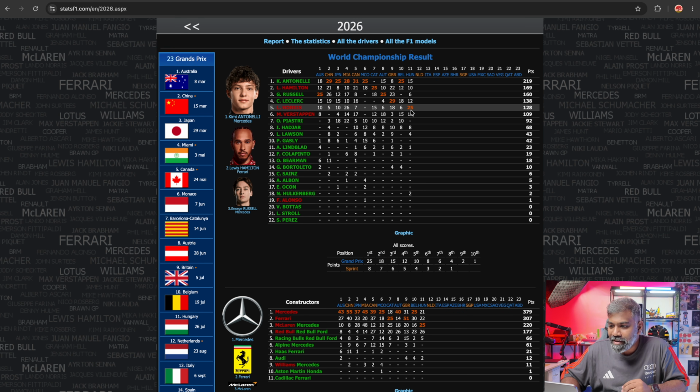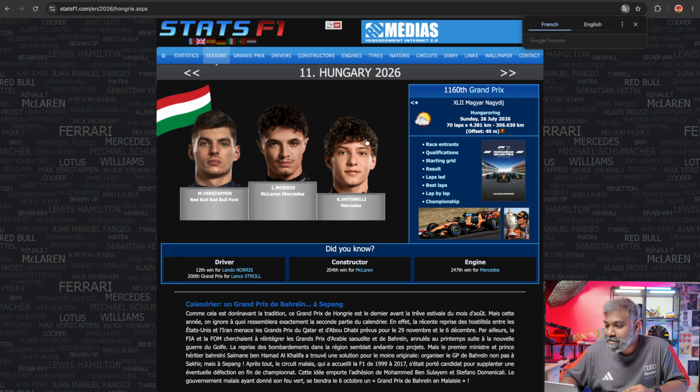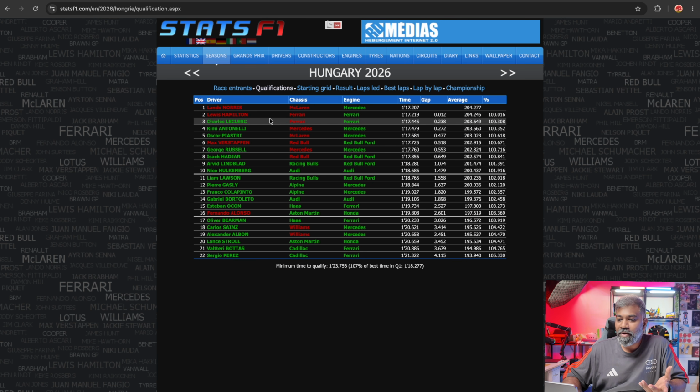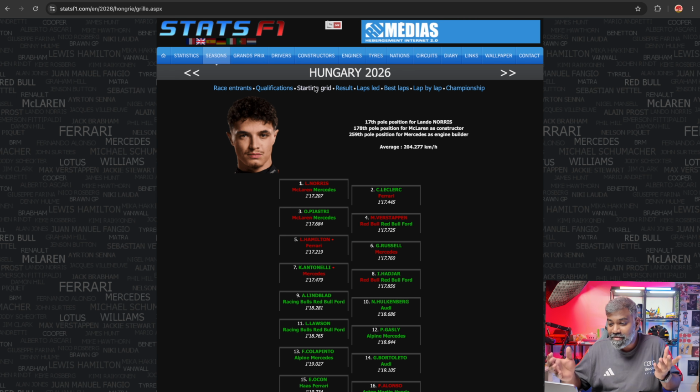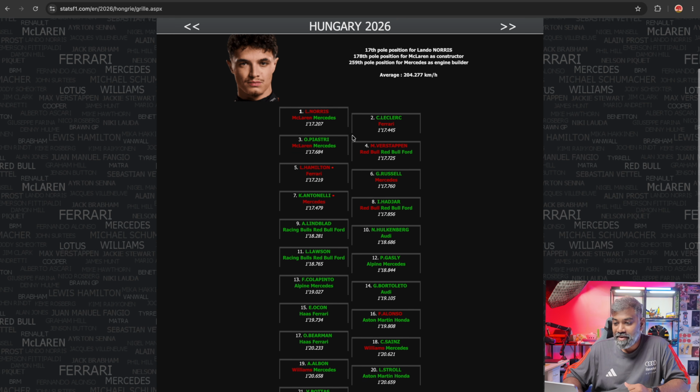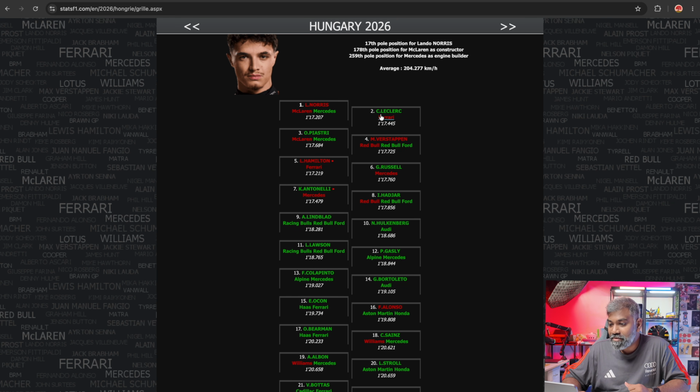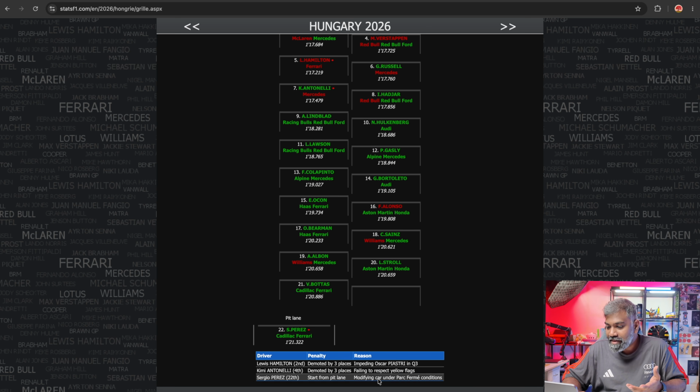You get to see who's won each of the Grand Prix, and if you go to maybe Hungary, you also get to see qualifications, who qualified, who had the fastest lap, who came second, and you also get to see the starting grid as well. Now this is after all the penalties have been applied. So yes, Leclerc was P2, Hamilton had a 3-place grid penalty, and the reasons for penalties are also mentioned here.